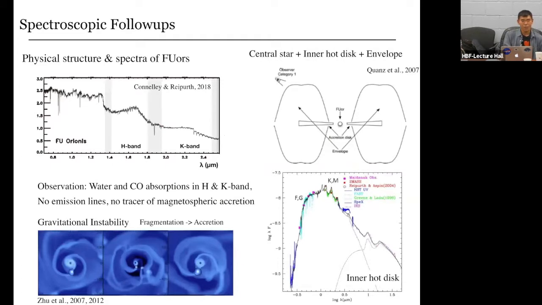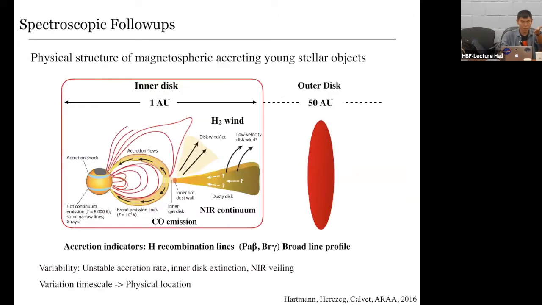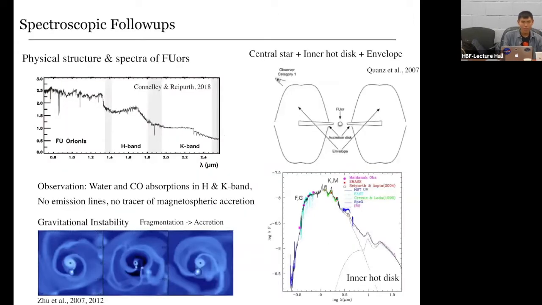Another very different type of object is FU Orionis, compared with those steady accretion scenarios. In spectra of FU Orionis type stars, you don't see any emission lines. What you're going to see is the H band here, a triangular shaped H band. It's caused by water absorption. And also beyond 2.3 micron, you see lots of CO absorption lines here. This is the typical spectrum of FU Orionis.